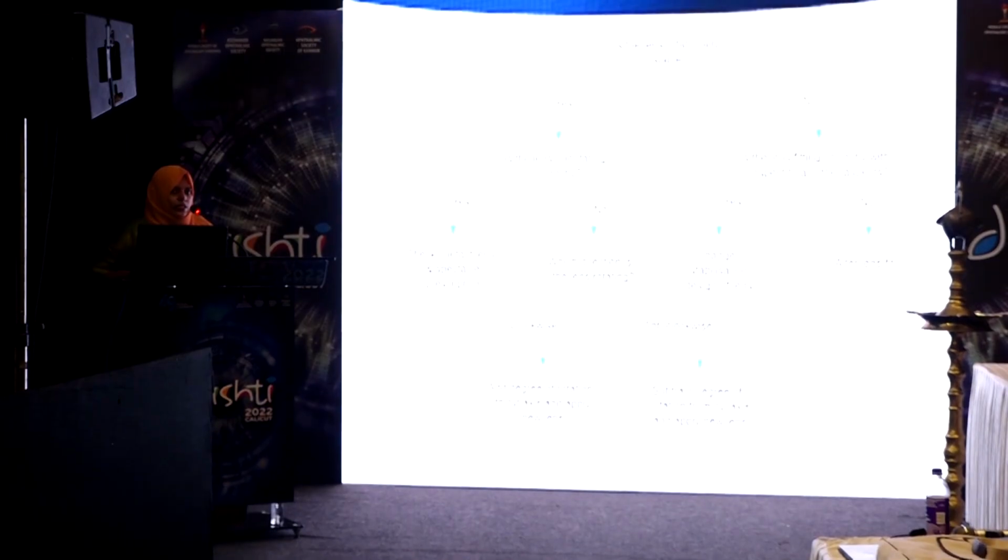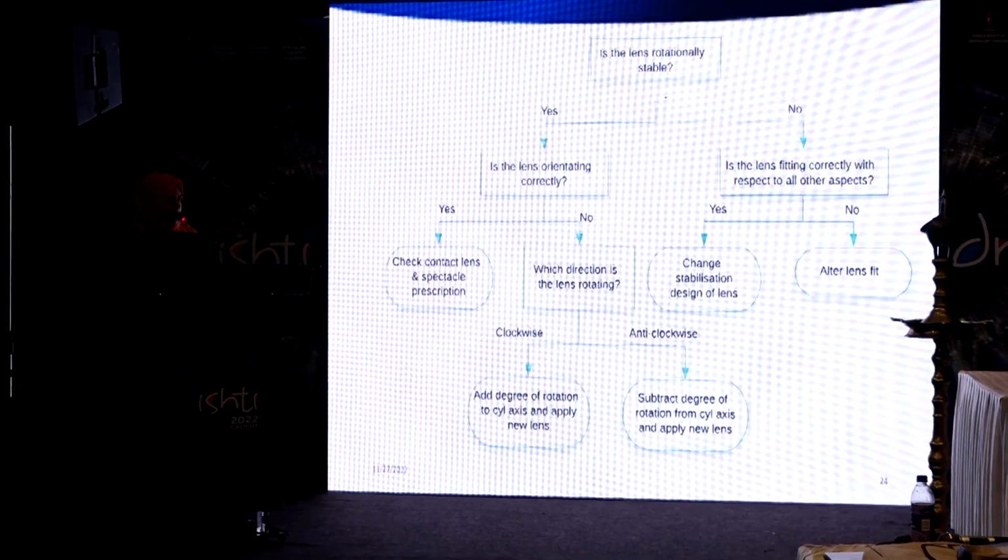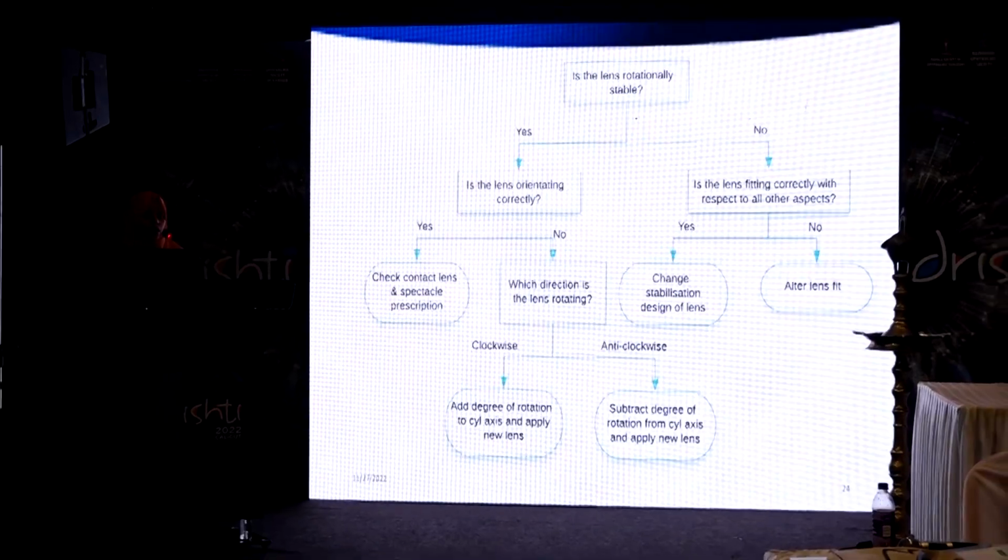So there is a case where the spectacle prescription is given: -1 with -0.75 across 180. If there is a 20-degree rotation on the nasal side, you have to add 20 to that. So the final prescription will be -1 with -0.75 across 20. So for troubleshooting, we check whether the lens is rotationally stable. The troubleshooting can be done with clockwise, anti-clockwise, and other stabilization techniques, which I am not going into. Prism ballast, peri-ballast, so many stabilization techniques.